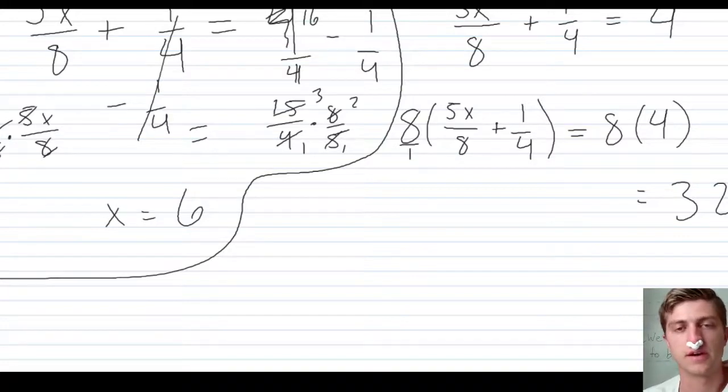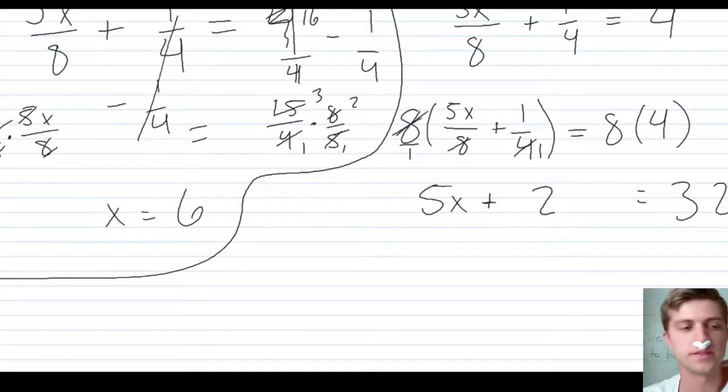So what do you notice about 5x over 8 times 8? Well, the 8's cancel. What are we left with? We're left with 5x. Let's do the same thing. 8 over 1, we're still multiplying by 8 because that's how distribution works. Remember, we have 8 over 1 times 1 over 4. What can we do with this? Well, we have a common multiple of 4. 4 goes into 4 once. 4 goes into 8 twice. What are we left with? We're left with positive 2.